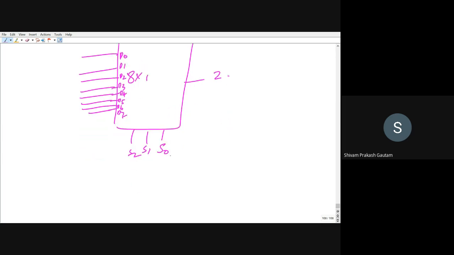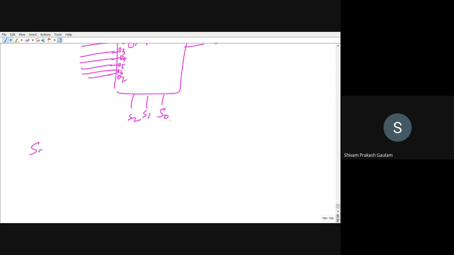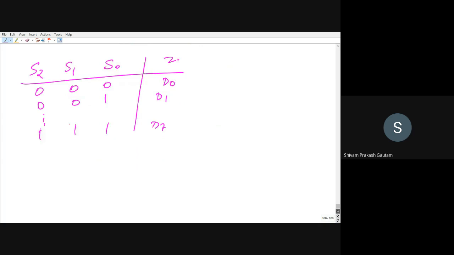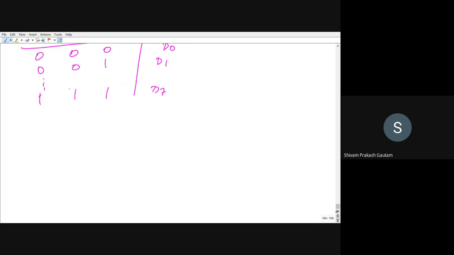Then you have to draw the functional table, that is S2, S1, and S0, and then Z. You have to fill up this functional table. Let us say for 0, 0, 0, this will be D0. For 0, 0, 1, this will be D1. Like this for all the other cases, you can see by yourself. And for 1, 1, 1, our last input will be D7. Then you have to draw the logic circuit that I have shown for the 4x1 mux.